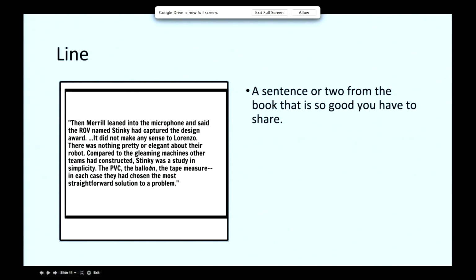Then we have a line, a sentence or 2 from the book that is so good you have to share it. Then Merrill leaned into the microphone and said the ROV named Stinky had captured the design award. It did not make any sense to Lorenzo. There's nothing pretty or elegant about the robot compared to the gleaming machines other teams had constructed. Stinky was a study in simplicity. The PVC, the balloon, the tape measure. In each case, they had chosen the most straightforward solution to the problem.